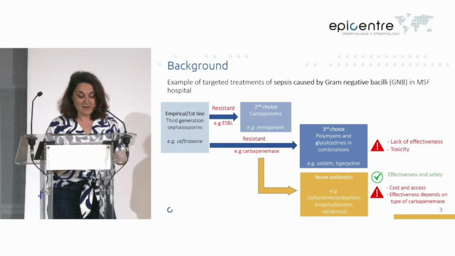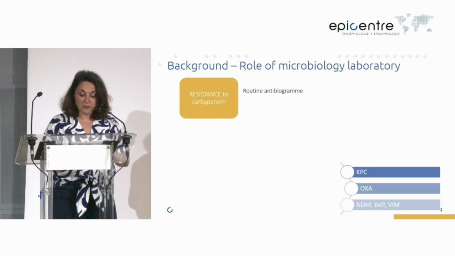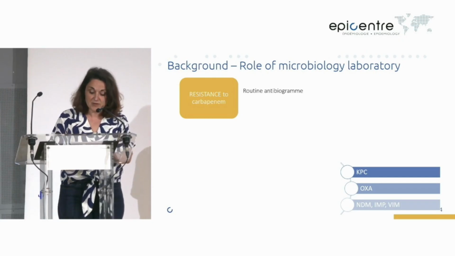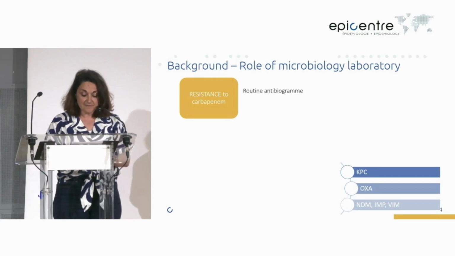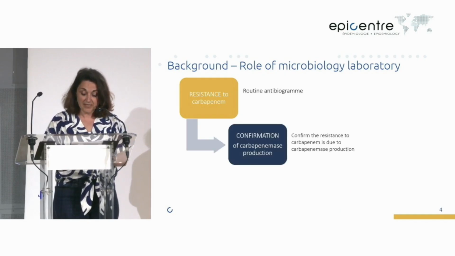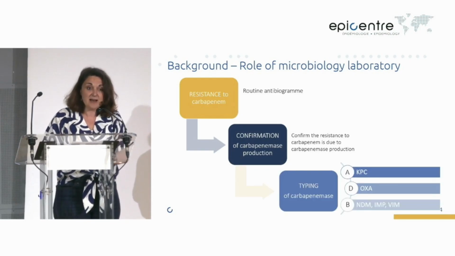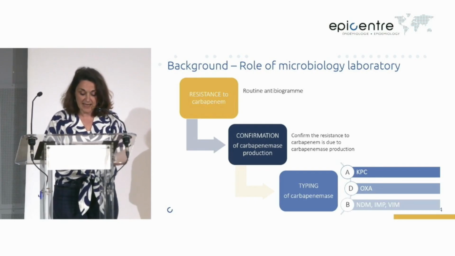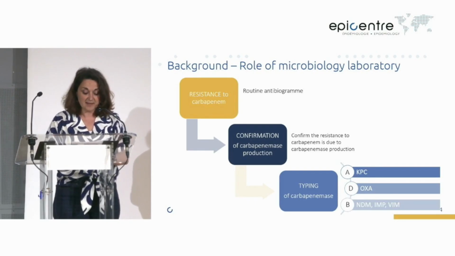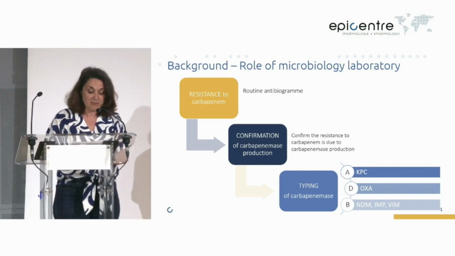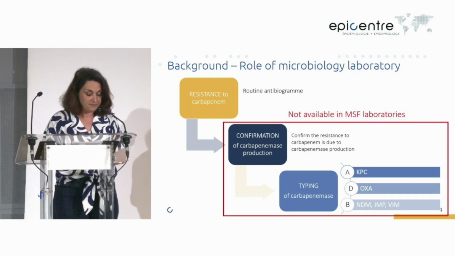They are more efficient and safer, but more expensive, and some of them are difficult to get. However, what matters for the time being is that their efficiency depends very much on the type of carbapenemase these bacteria produce. What's the role of a lab in diagnosing these infections? Well, the lab can identify carbapenem resistance and then should be able to confirm that this resistance is due to the production of carbapenemase and then target those enzymes that are produced. There are several classes of these enzymes, A, D, B, and you have here the list of the 5 that are most frequently found in the world.